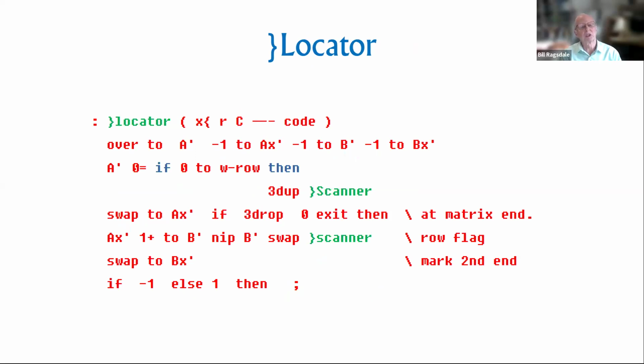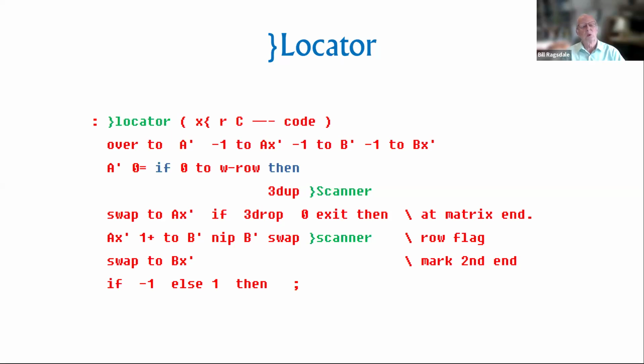The curly brace locator, as you see, accepts X brace, which is the address of the matrix. The row is the row at which the process is started to analyze 2 runs, and again, C is the column on which we are sorting. The first row that begins over 2 A prime initializes those values of A, AX, B, and BX. The next one checks to see if A prime is 0.